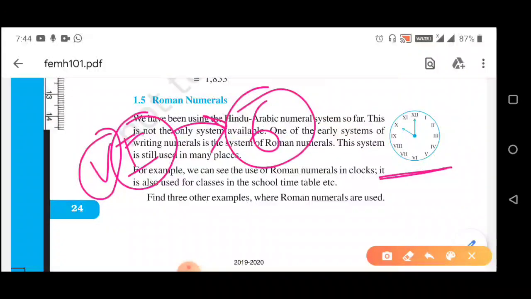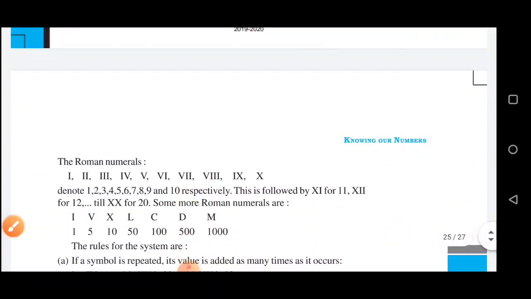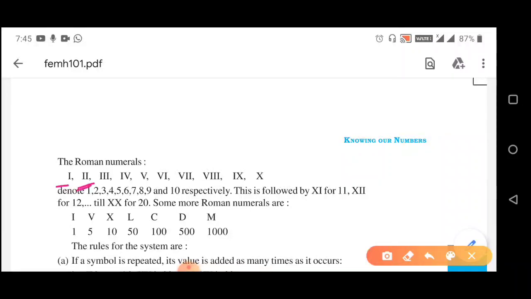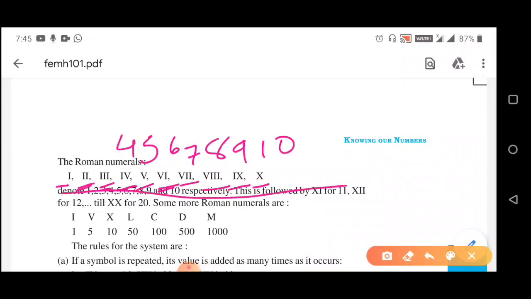So how to write these Roman numerals? For that, let's see. We write I for 1, 2 I's for 2, 3 I's for 3, 4, 5 is V, 6 is VI, 7 is VII, 8 is VIII, 9 is IX and 10 is X. Up to this we all know well. Now, how will we write the other numbers in Roman numerals?